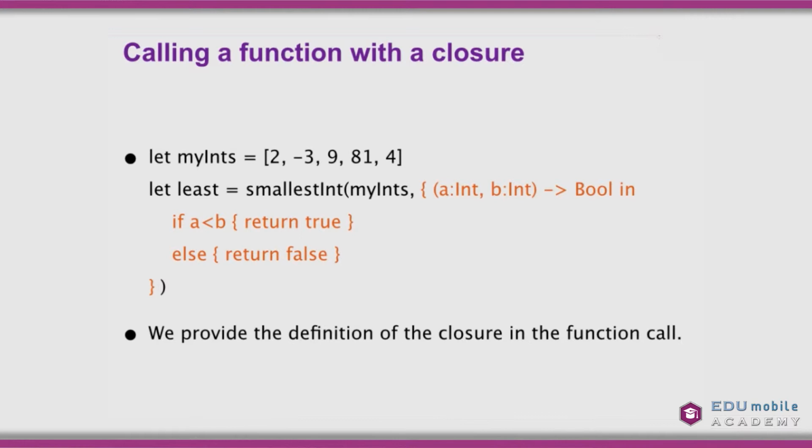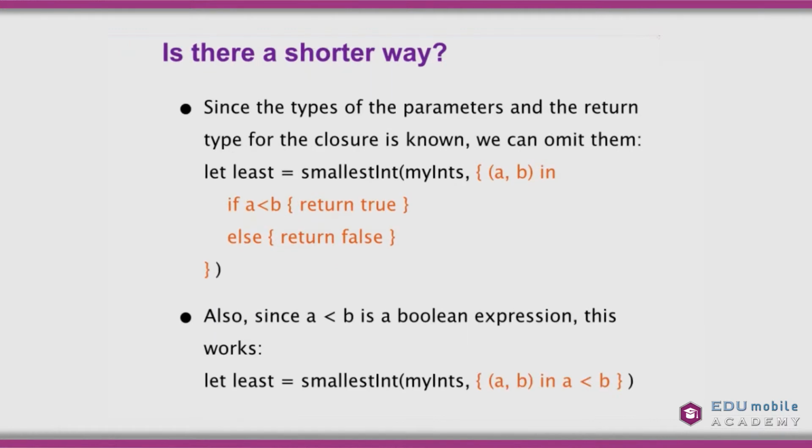again. Notice that we're using the curly braces. This is because this is a literal closure that we're supplying. And when we say, if A is less than B, return true, else return false, we provide the definition of the closure in the function call. Because we're supplying it as a literal closure, it needs to be in curly braces. Now, is there a shorter way? Sure, there's a lot of shorter ways, but this is the first.